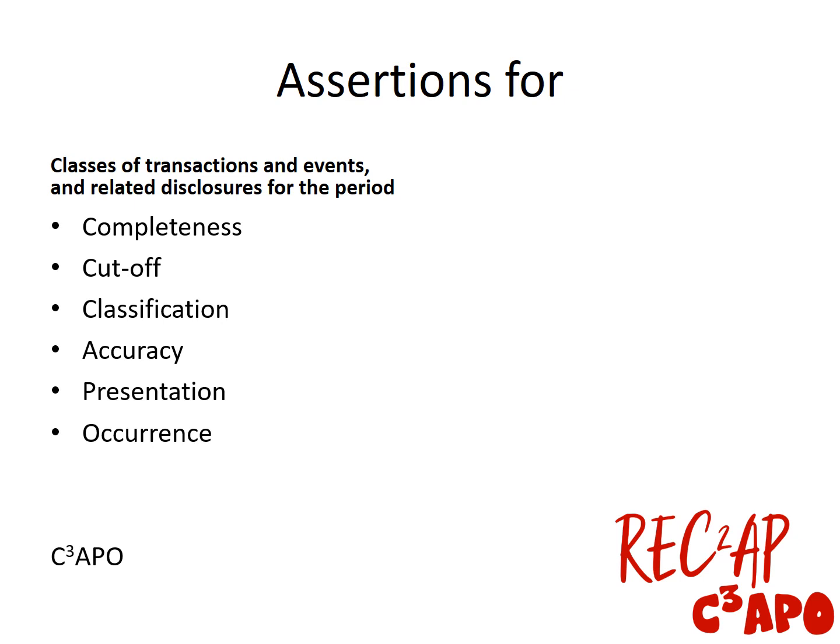So it's quite nice to understand and remember. Alright, what's the 3 C's? You will see at the top now: completeness, cutoff and classification. Then we've got accuracy, presentation and occurrence. On the other side, we've got account balances and their related disclosures.